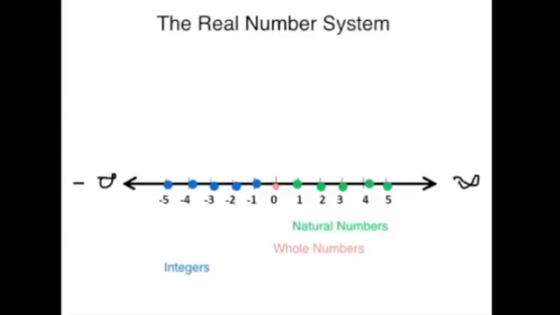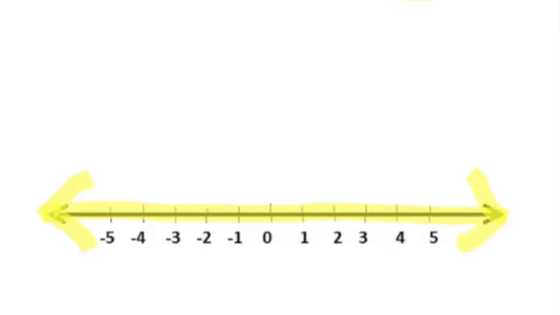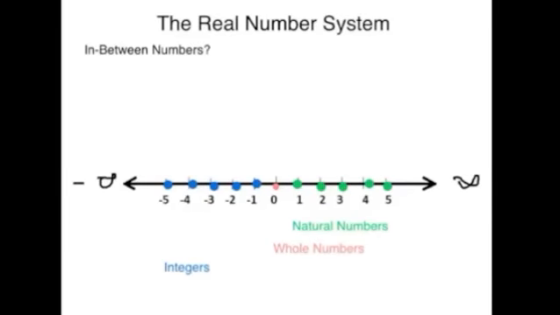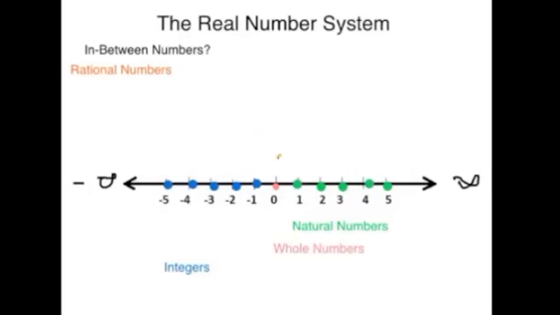But wait a minute. I see a lot of black line in between those points and also where the arrows are. Didn't we say the real numbers would cover the entire number line? What about those in-between numbers? Some of the in-between numbers are called the rational numbers. Rational numbers look like ratios or fractions, such as 2 over 3 or maybe 6 over 5. Those numbers go in between.